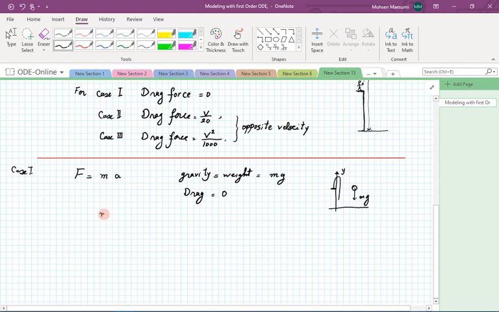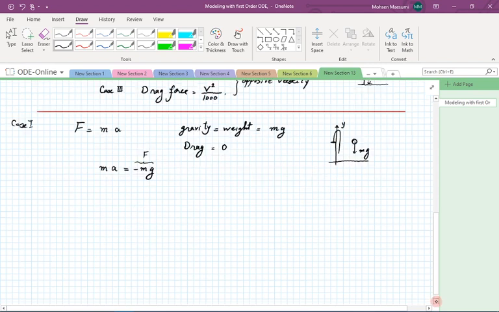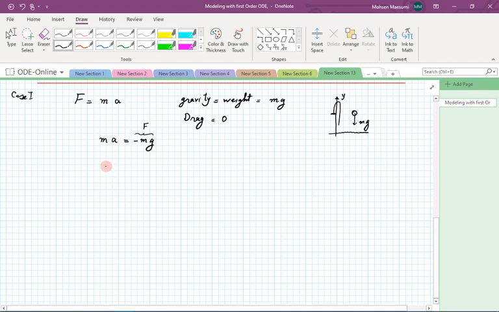So I have ma is equal to minus mg. Okay, so that's the only force I have in this problem, the weight. Weight is pointing downward, my axis is upward, so that's going to be minus mg. Well, next I say let's simplify this thing. Acceleration is equal to minus g.